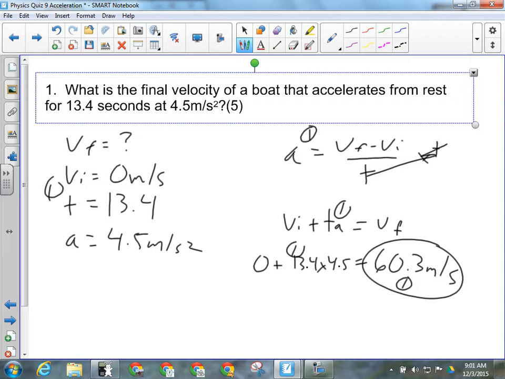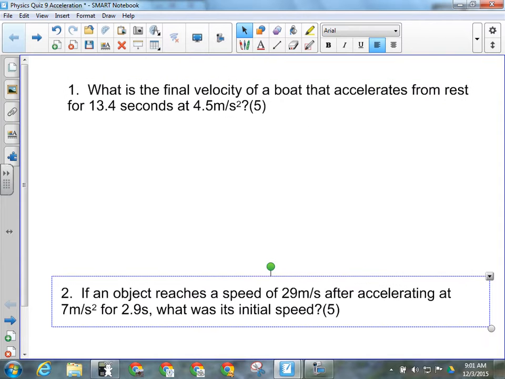Really what we did there was find speed, not necessarily velocity on that one. Questions on that one? All right, so it's out of 5. And then our second question.